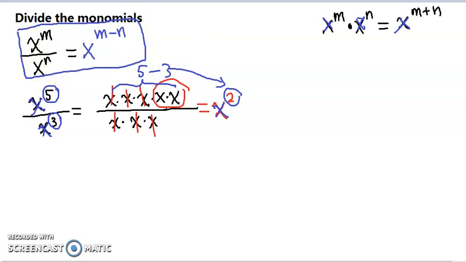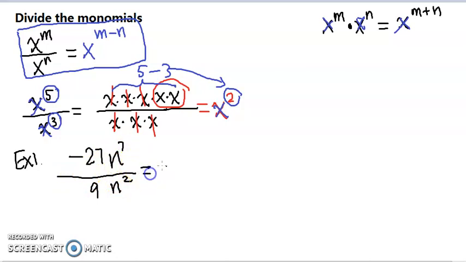So now let's look at the example. We're going to mix the variables and numbers together. Let's say we have example 1. We have negative 27 n to the 7th divided by 9 n to the 2nd. So to do division, similarly, we can split this into 2 questions. It's pretty much like negative 27 over 9 times n to the 7th over n squared.